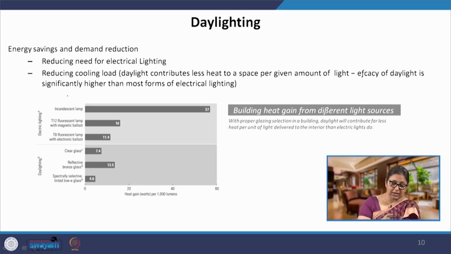So, we are going to look at the daylighting part of it and the artificial lighting plus the cooling or the heating loads for daylighting.